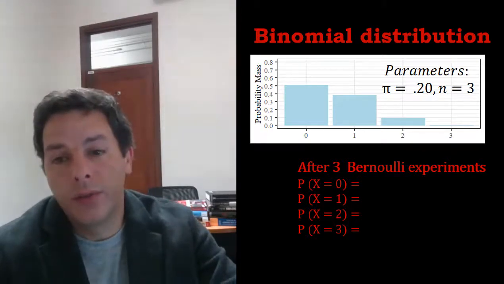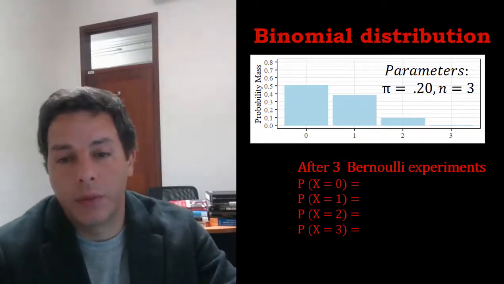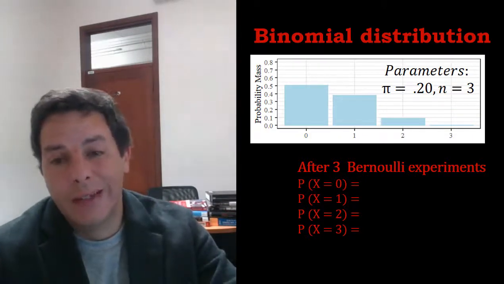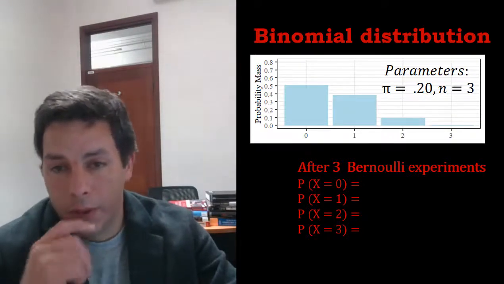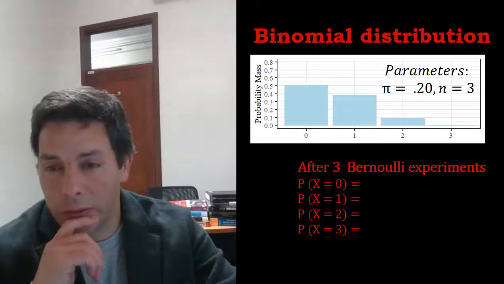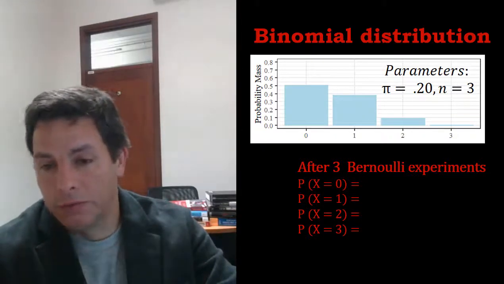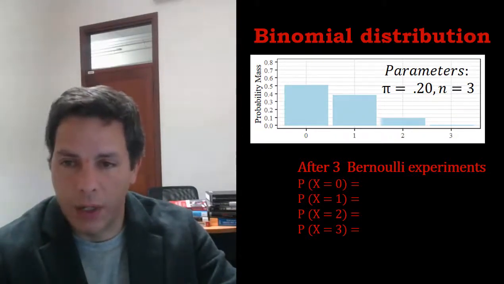Okay, so basically this question is the same. Probability of x equals 0, probability of x equals 1, probability of x equals 2, and probability of x equals 3. And the sum of these probabilities should be 1. Okay, so try to do it yourself, as in the example in the masterclass.